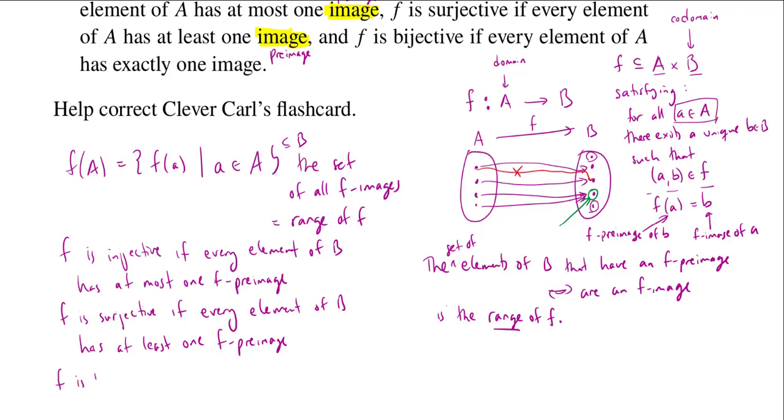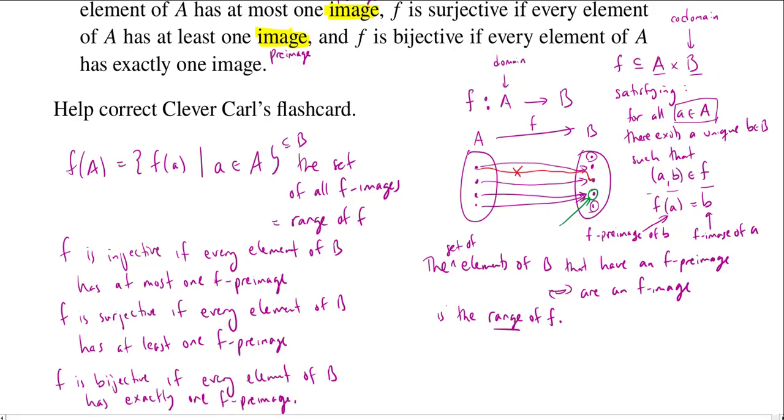So F is bijective if every element of B has exactly one F preimage. Okay, and so once again, this word image is just not quite right. Okay, so if we can get Carl to make those changes, he's actually going to have a correct and useful flashcard.